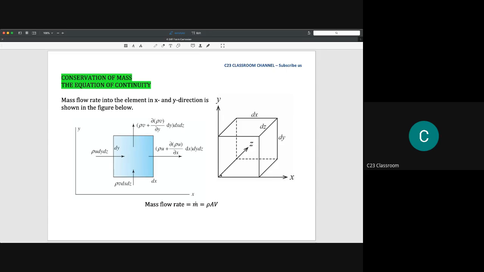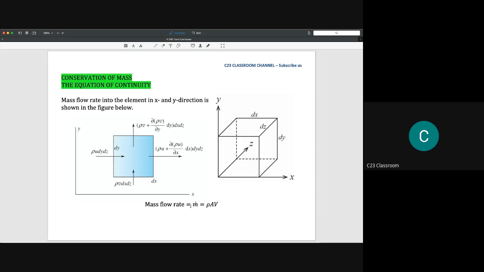So for the conservation of mass, we are dealing with three dimensions. We assume that our molecule here is in cube shape. We have an x-axis, z-axis, and y-axis, and the lengths of this cube can be denoted as dx, dy, and dz, each a small portion along its axis. To derive the continuity equation, we use the basic idea of mass flow rate.